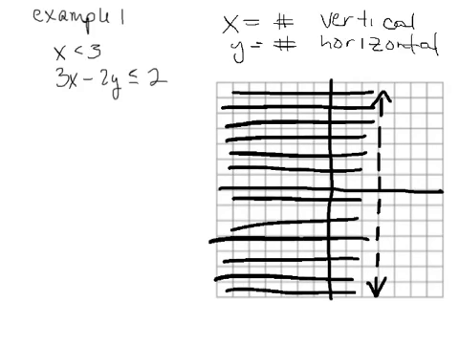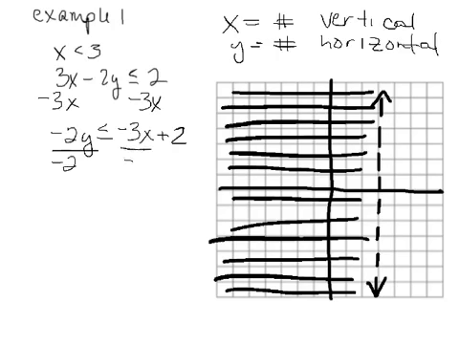And then we need to put this second one into slope-intercept form. Subtract 3x from both sides. Negative 2y less than or equal to negative 3x plus 2. Divide everything by negative 2. And when I divide by a negative, I flip my inequality. So there's my equation I need to graph.